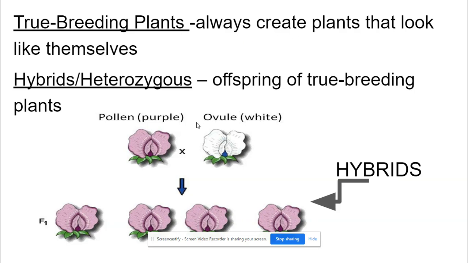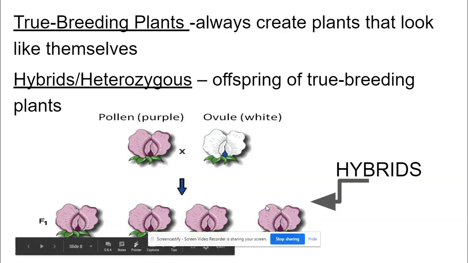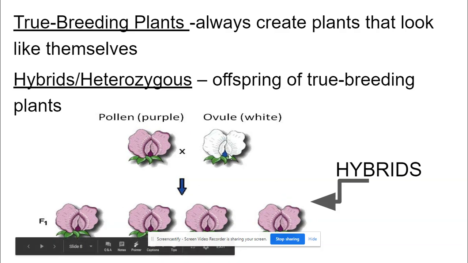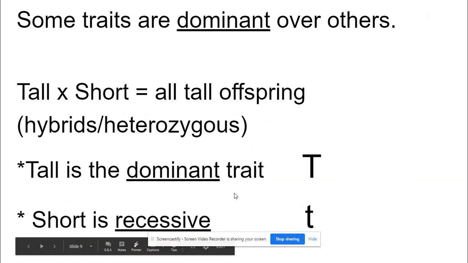What he found was that the offspring of true breeding plants were something called hybrids, or another term for that is heterozygotes. So I'm going to have you take a look here. The pollen here is purple. This one is white. All of the offspring, when he would pollinate these plants, would be purple. And you're going to notice this F1. F1 is first filial. So it's the first generation of offspring. And we often call these the parent generation or P generation.